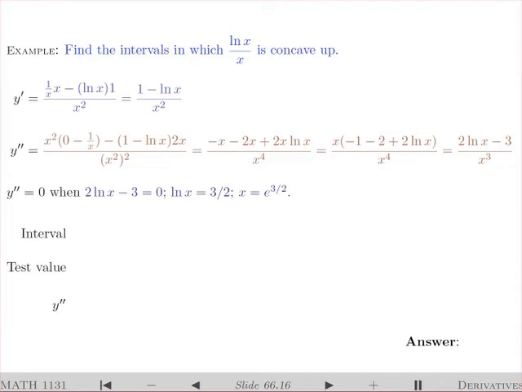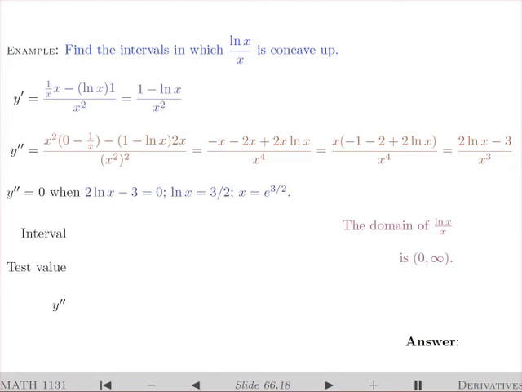Now I'm going to do the sign chart. When you have logarithms, you need to be careful because the domain of logarithm consists of all positive numbers. Ln x is defined only when x is positive. In other words, the domain of the given function is 0 to infinity. So we should start the sign chart at 0, not at negative infinity.